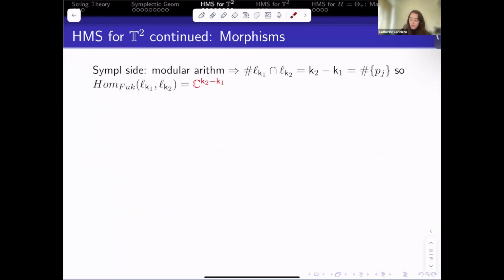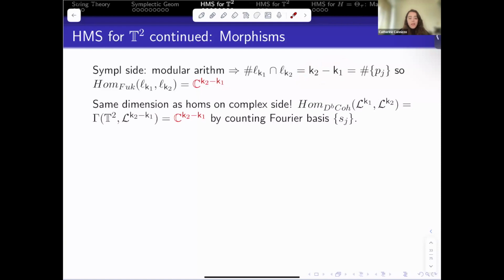Two Lagrangians have k2 minus k1 intersection points. So Homs on the Fukaya category side are a vector space which is dimension k2 minus k1. Turns out, if you look at a basis of sections of the line bundle of degree k2 minus k1, it's the same dimension. If you look at a basis of these Fourier series expansions, there's the same number. There's k2 minus k1 of them. So as vector spaces now, the morphisms also agree in terms of dimension.